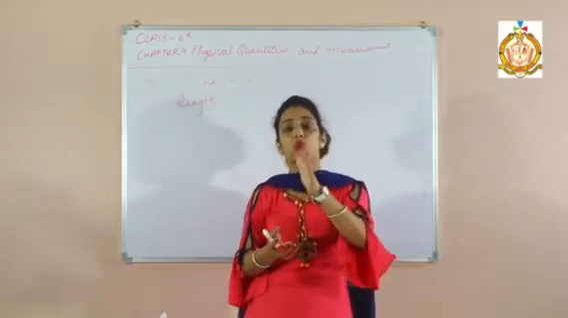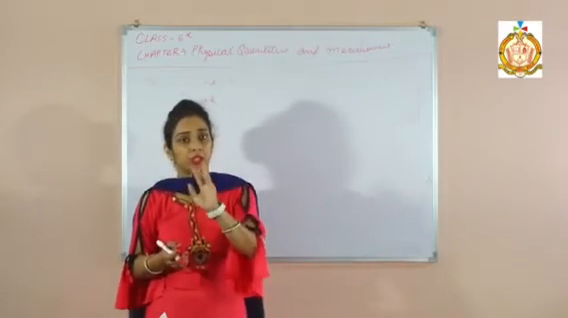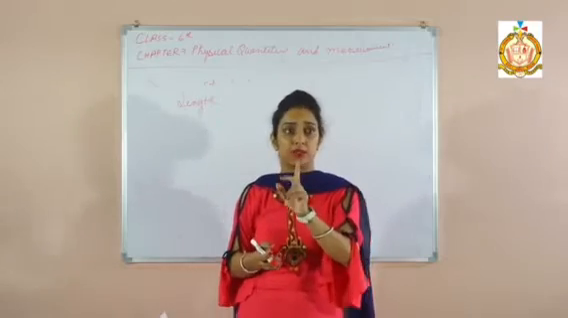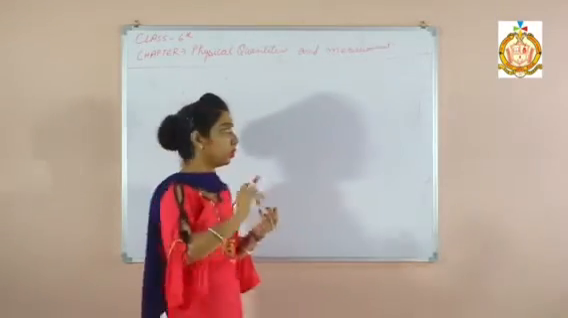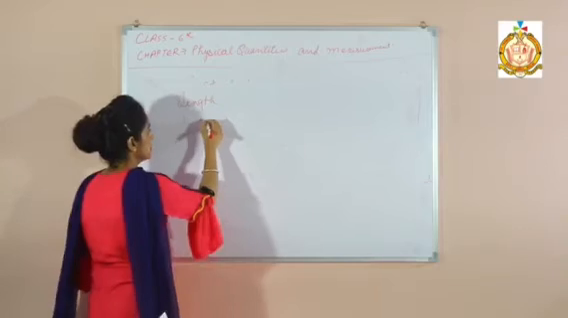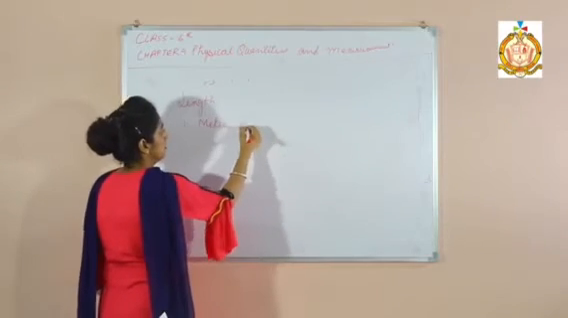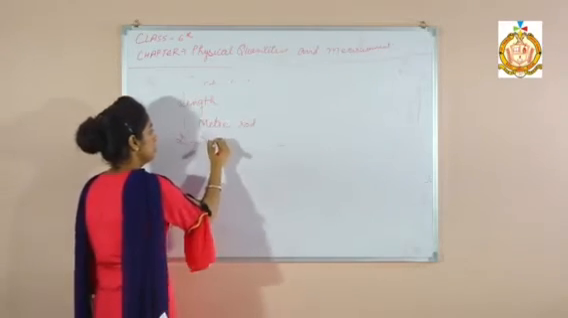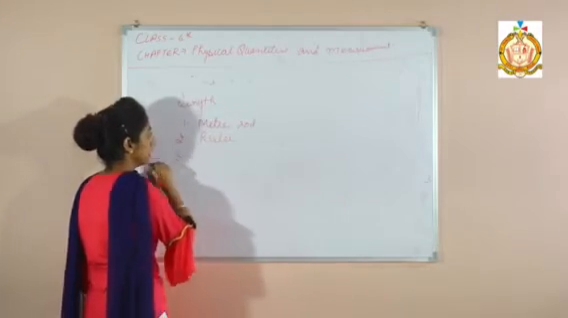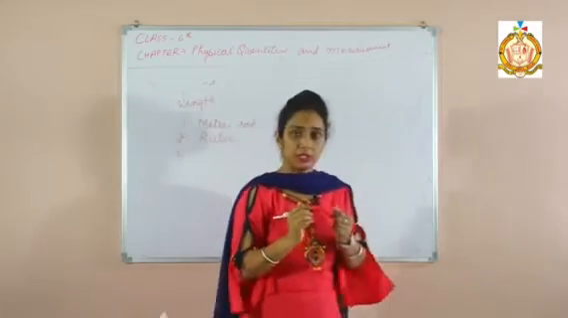These are all lengths, right? So how do we measure length? In a standard unit. We can measure length with the help of, number one, meter rod, number two, ruler, and number three, measuring tape.